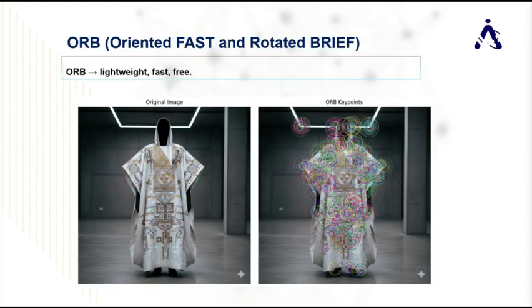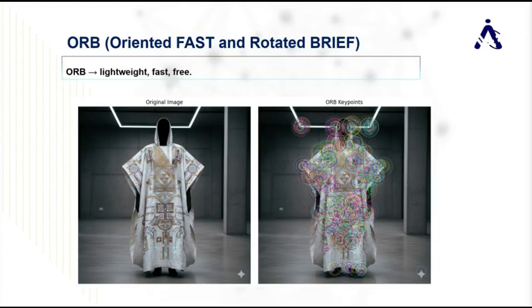One of the major strengths of ORB, that is oriented FAST and rotated BRIEF, is that it is very fast, low in memory utilization, and ideal for real-time applications like SLAM in robotics. It is open source, with no patent restriction, unlike SIFT.